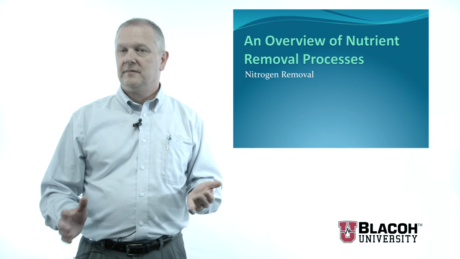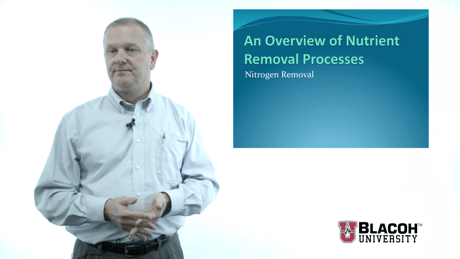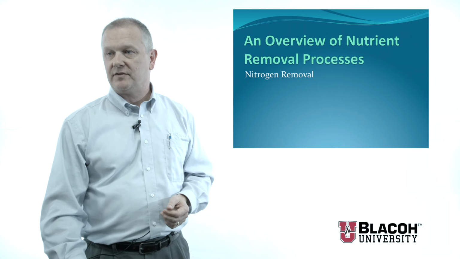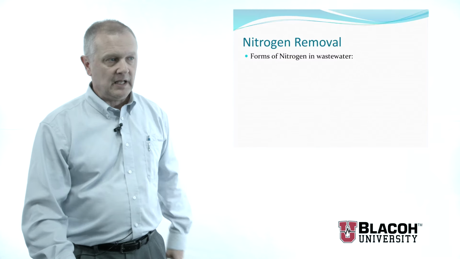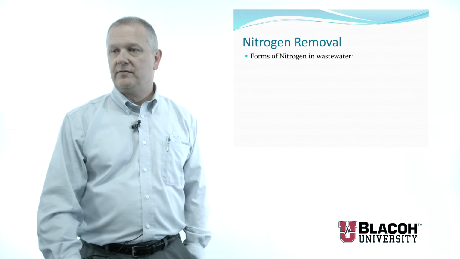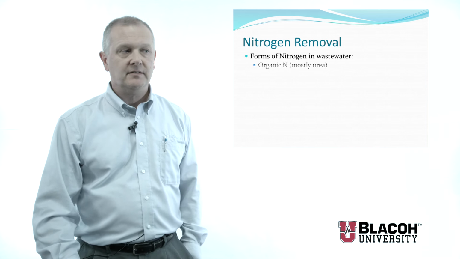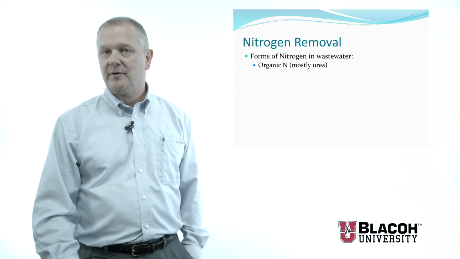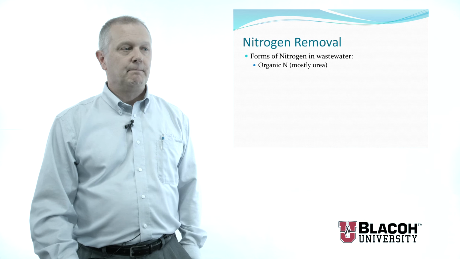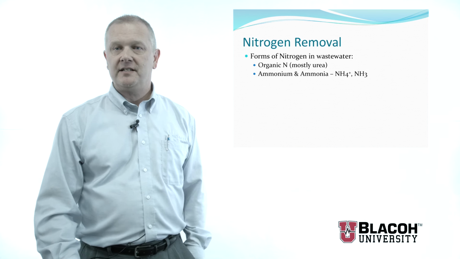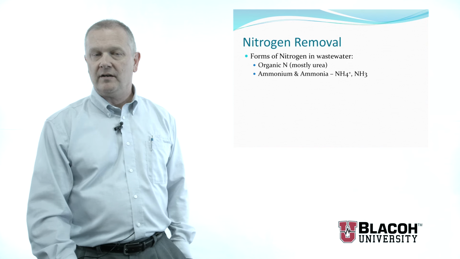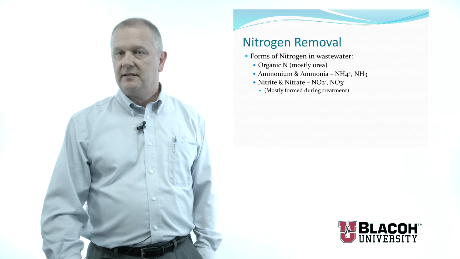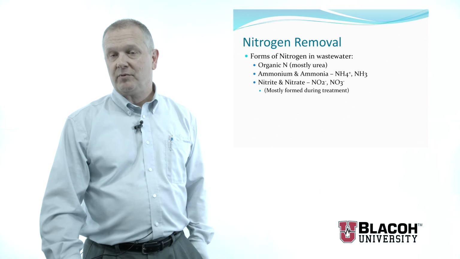So let's talk about how to remove these nutrients from wastewater. Now we'll talk about nitrogen removal first, and then we will discuss phosphorus removal. As I mentioned before, there are three major types of nitrogen in wastewater. There's the organic nitrogen, which mostly comes from urea, a chemical in urine. There are the ammonia forms, and that's just the ionized and unionized forms of ammonia in water. And then there's nitrite and nitrate, which are mostly formed during the treatment process.